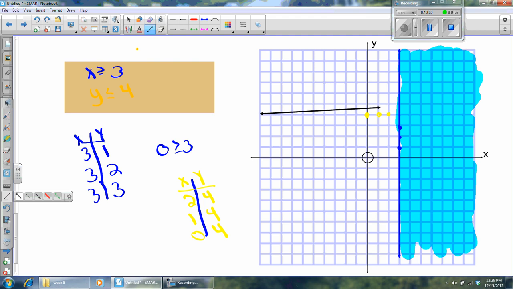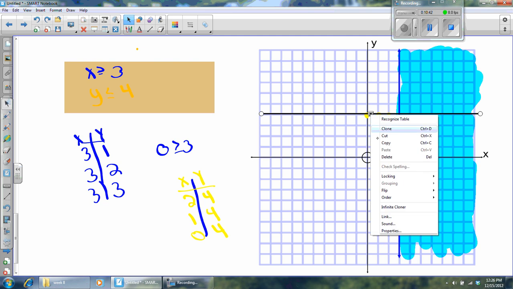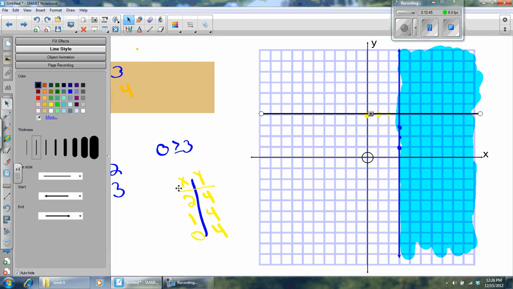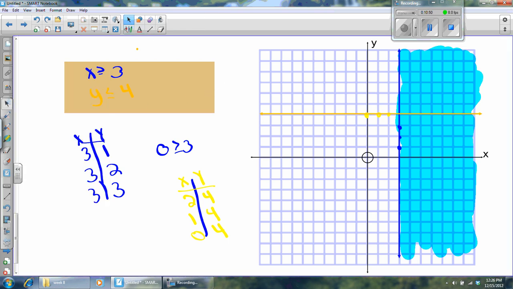Okay. Change the color of that line just to match. You don't have to do all that. I just love the visual for you watching at home. Okay. There we go. And now I need to figure out where to shade.